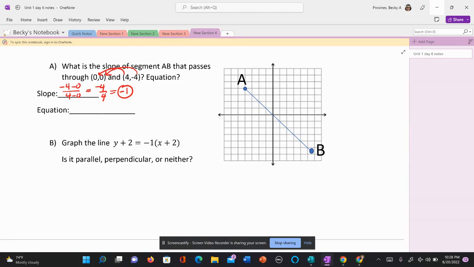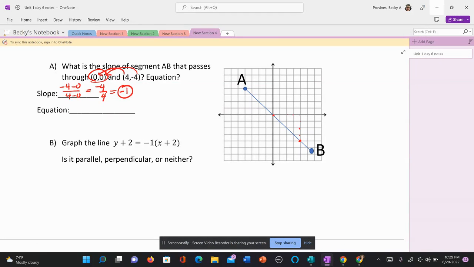Or 1, 2, 3, 4, 1, 2, 3, 4. I was just looking because it doesn't look exactly right, but I think it is. It's fine. Okay, so what is the equation? Okay, so it just says find the equation. We can do that.